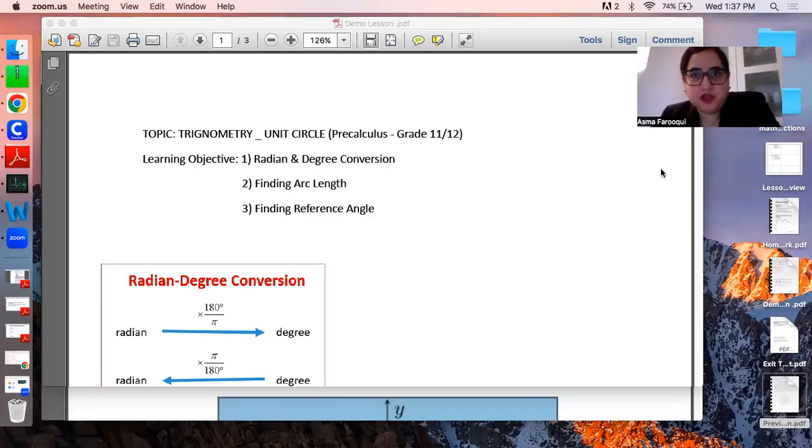And today we're going to learn about the unit circle. The topic is from trigonometry. And these are the three topics we're going to learn today in class: radians and degree conversion, then finding arc length, and finding reference angle.